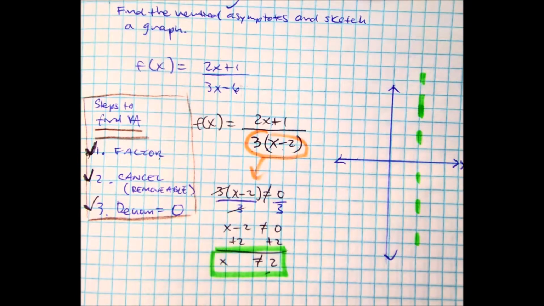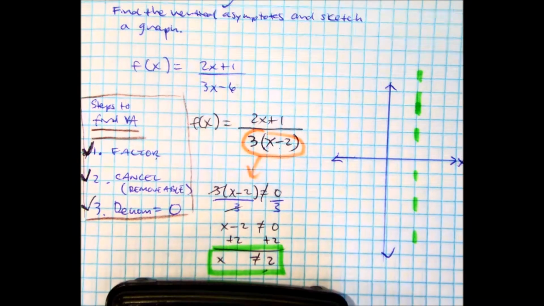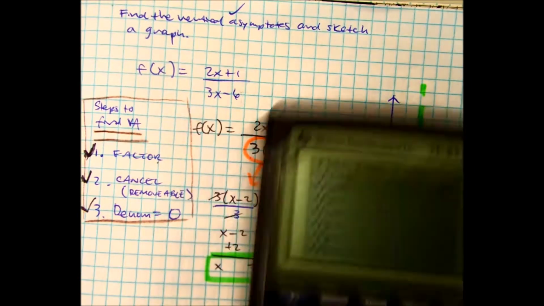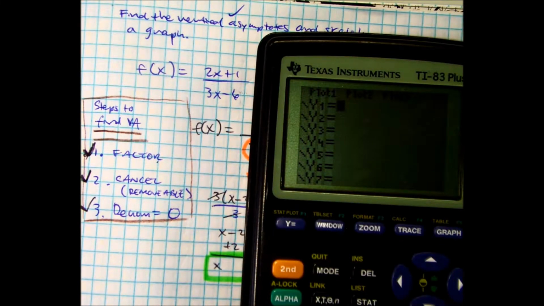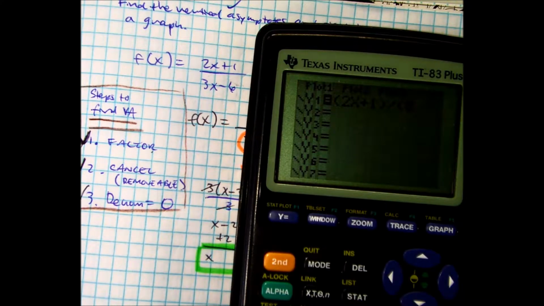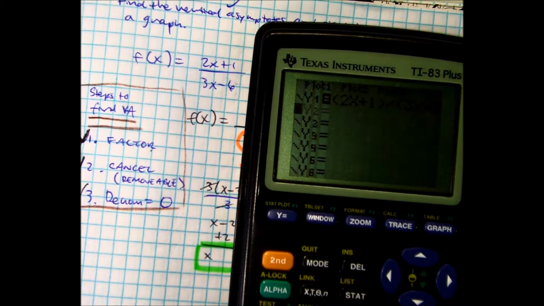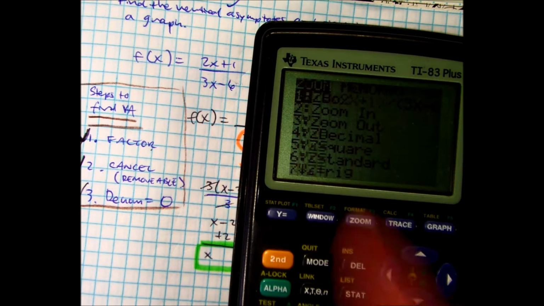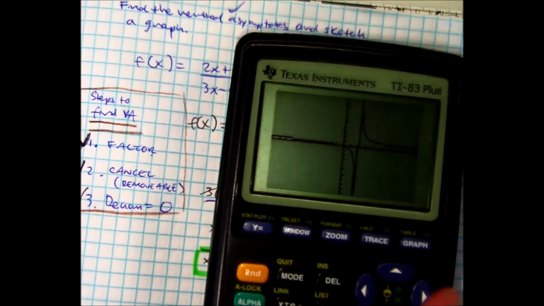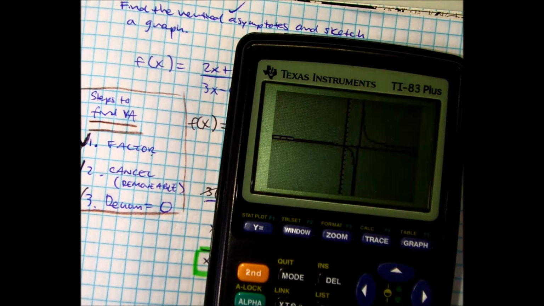If you need a visual, you can punch that into your calculator. So I have 2 parentheses 2x plus 1 divided by, remember, use the original 3x minus 6. Zoom 6. And there you can see your vertical asymptote at 2.